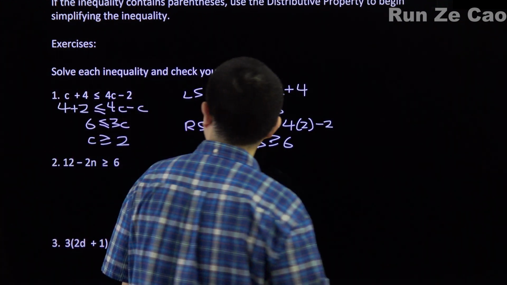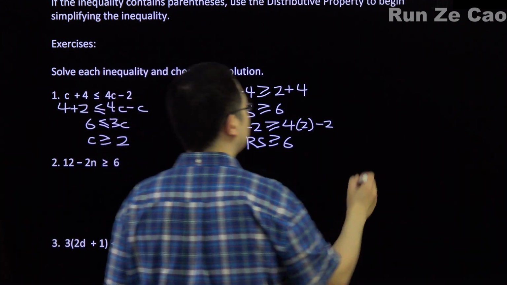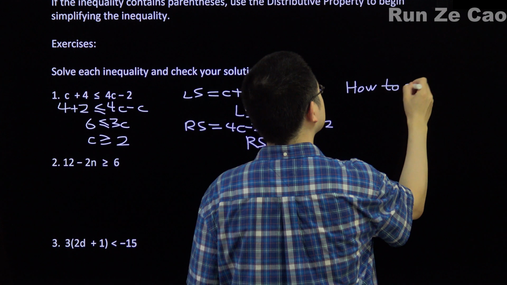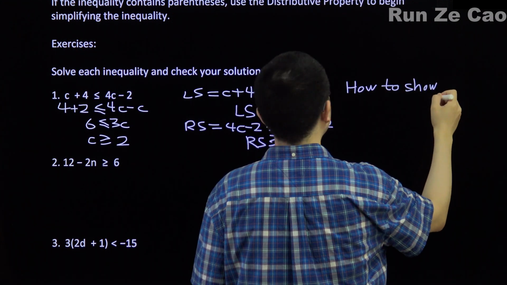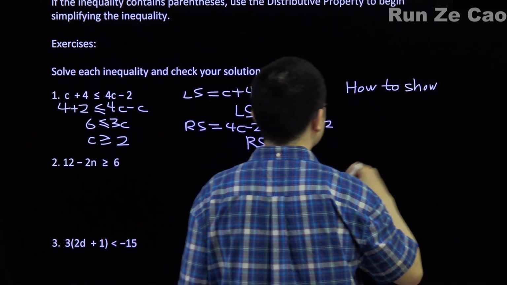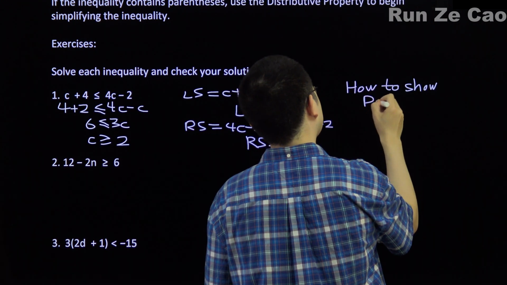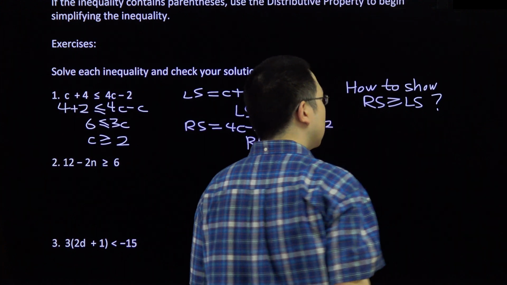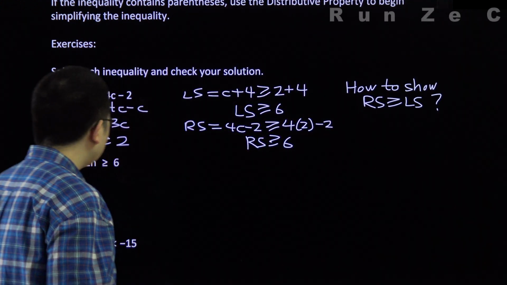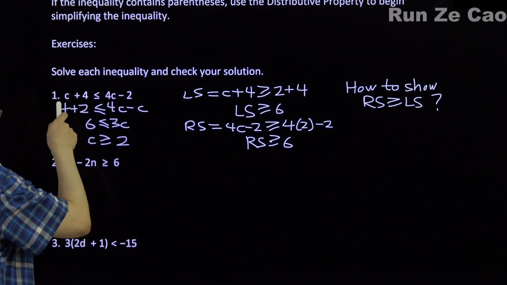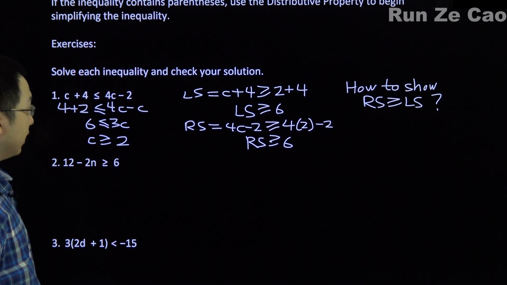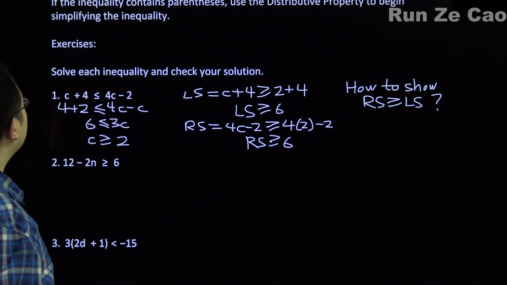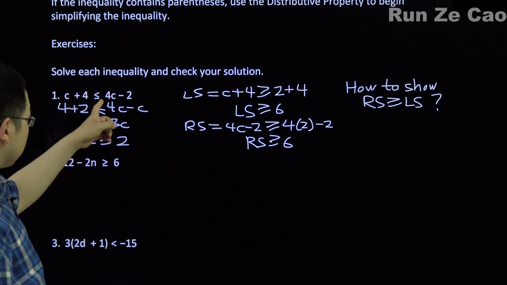How can we show that left side is smaller than or equal to the right side? Or right side is greater than or equal to left side? Look at the growth rate. Left side, for every 1 growth in c, left side grows by 1. Right side grows by 4.